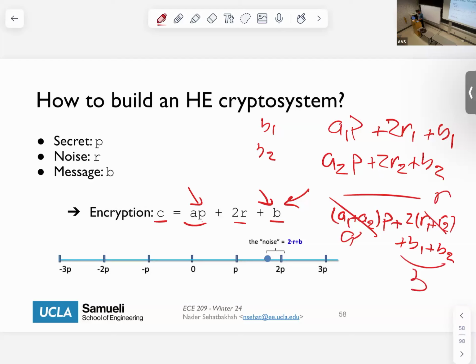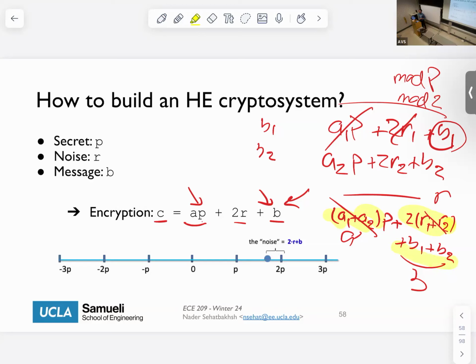That actually looks very similar to another A prime, R, B. And this is exactly what you want to get if you decrypt this, because the decryption process is essentially like this: I do modulo P first to get rid of this. Then I do mod 2 to get rid of this, and what remains is B. So the decryption process is mod P, mod 2, and then I get my B. If I do mod P, mod 2 here, I get exactly the same thing. Mod P gets rid of this part, and mod 2 gets rid of this part, because this is always a multiple of 2. What I'm going to get is B1 plus B2.